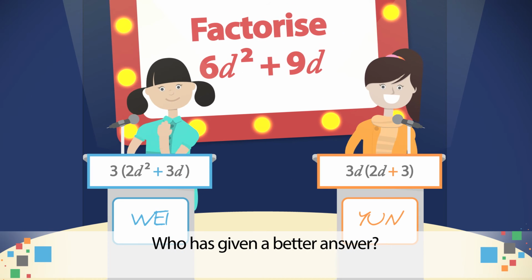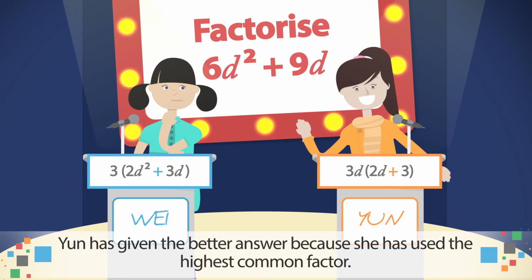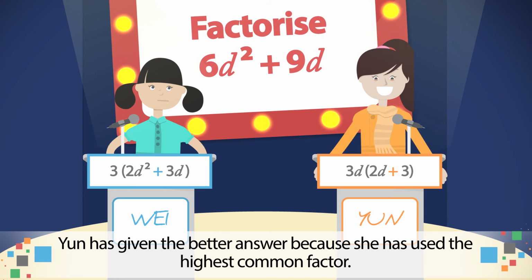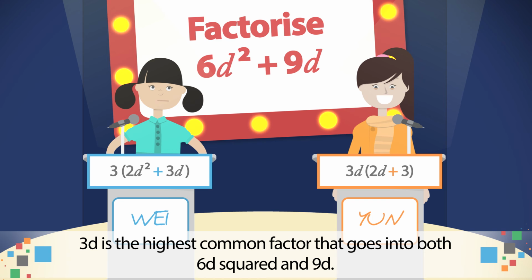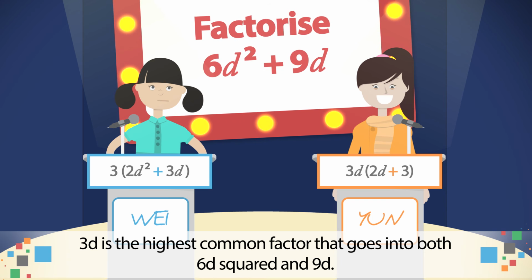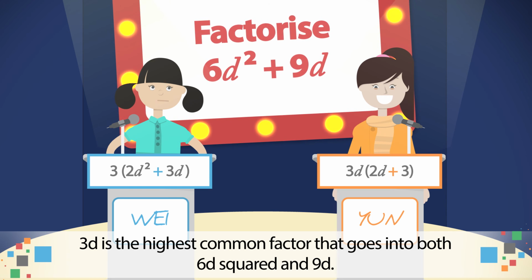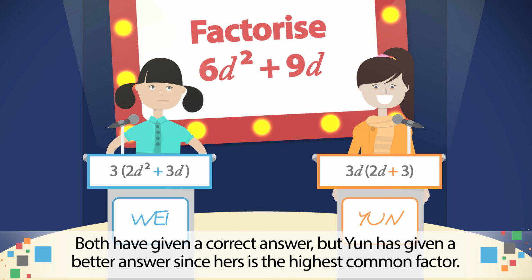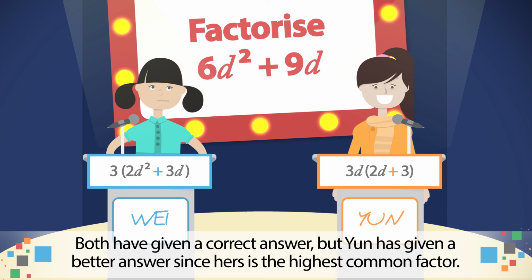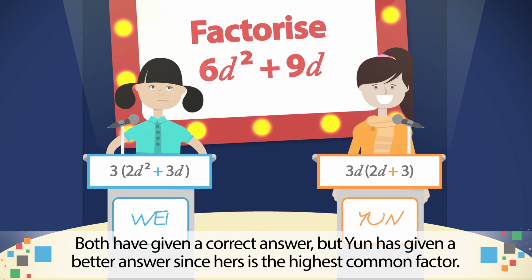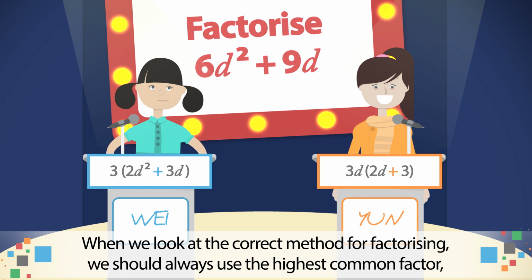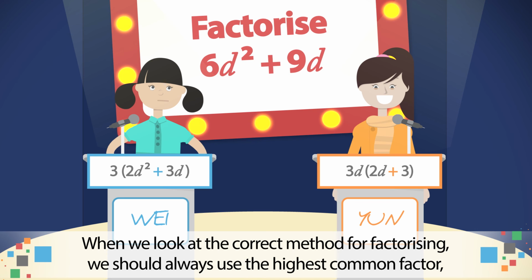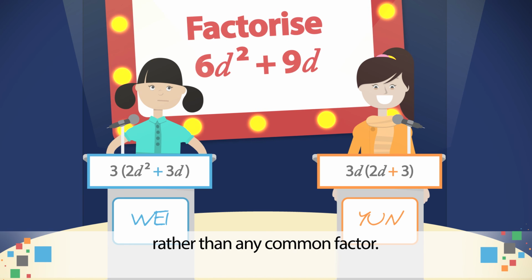Who has given a better answer? Yun has given the better answer because she has used the highest common factor. 3d is the highest common factor that goes into both 6d squared and 9d. Both have given a correct answer, but Yun has given a better answer since hers is the highest common factor. When we look at the correct method for factorising, we should always use the highest common factor rather than any common factor.